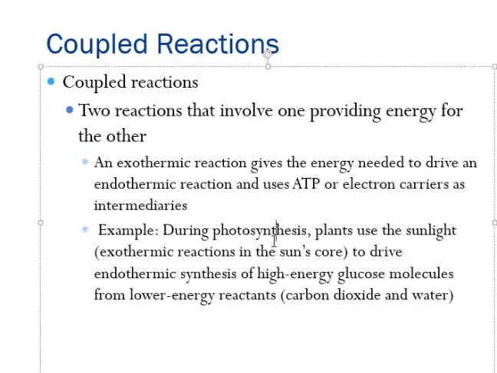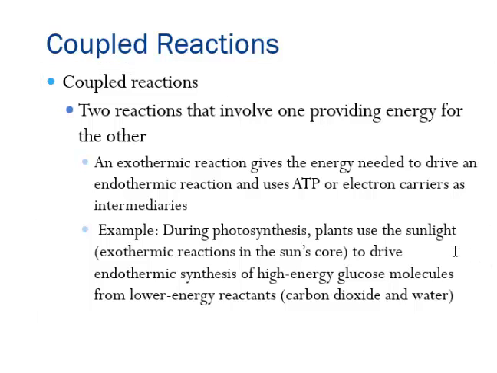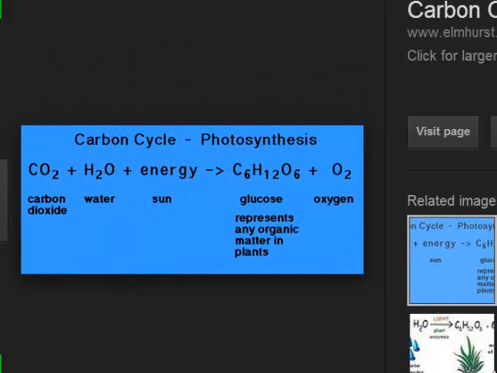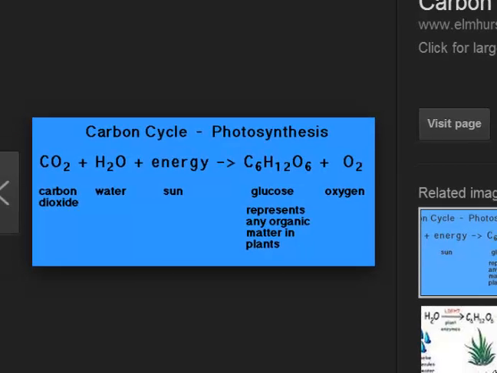Okay. During photosynthesis, as an example, plants use the sunlight, which is an exothermic reaction. Of course, when the sun itself shines, that's an exothermic reaction because it's giving off energy, common sense. And it produces high-energy glucose molecules from low-energy reactants. The photosynthesis reaction is actually as follows over here. I'll just show you quickly.